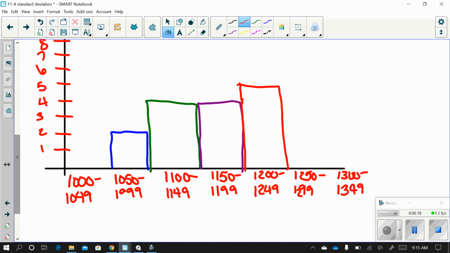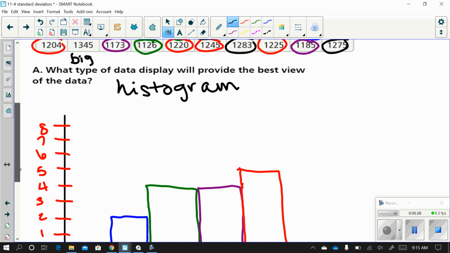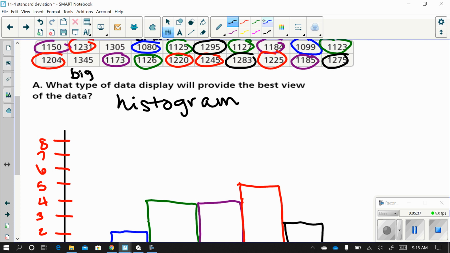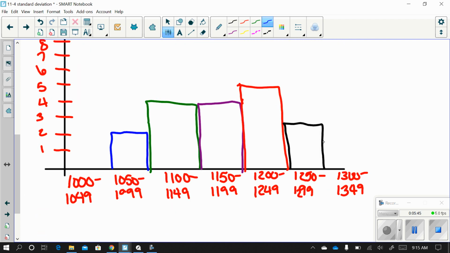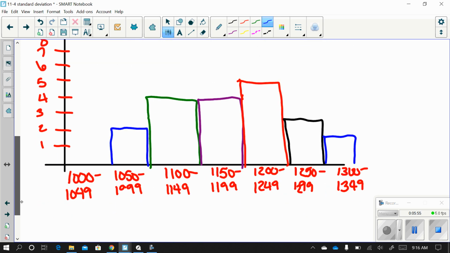And then 1250 to 1299. We got 3 there. And 1300 to 1349. I'll do that in blue, I guess. So we got 1, 2, 2. So take it down to 2. Okay, so there's my bar graph. What do you guys think? It looks pretty symmetrical. So that's my histogram.